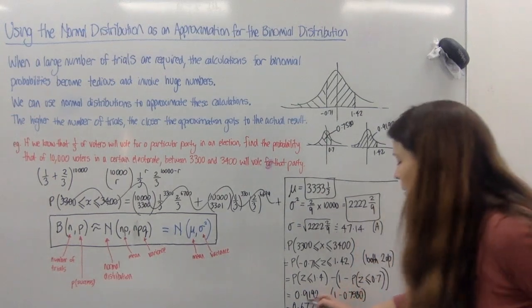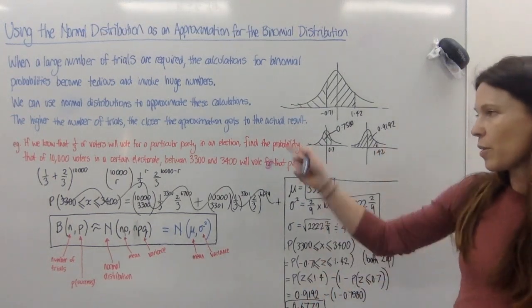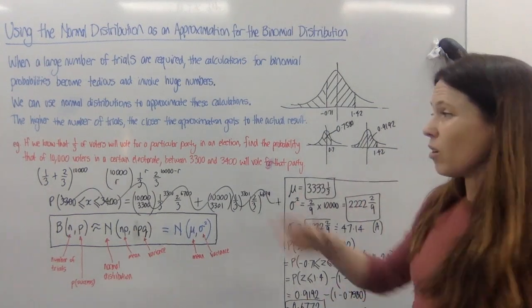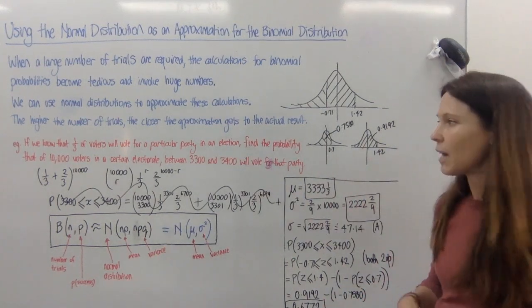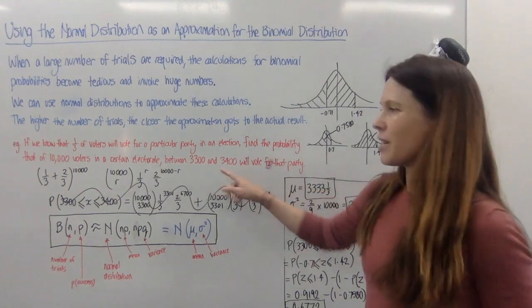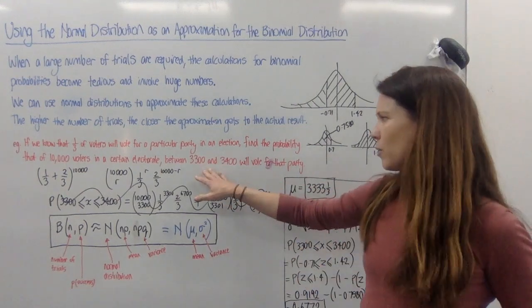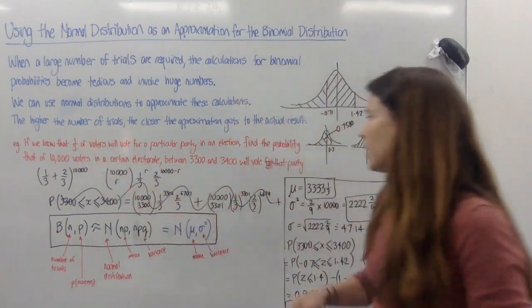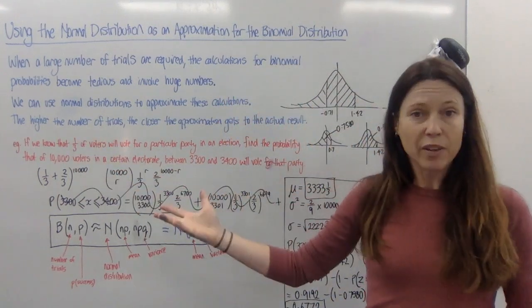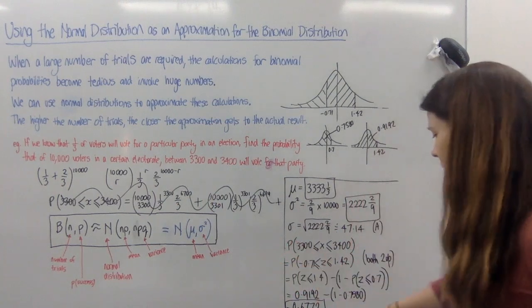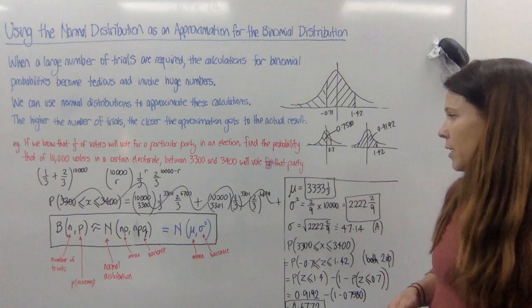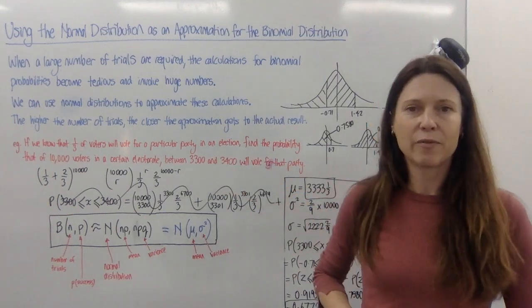So let's just think about what that means. If we know that 1/3 of the voters vote for this particular party, and we poll 10,000 people and ask how they are going to vote, we're expecting about 1/3 of them to vote this particular way, because that's the probability. So getting around about 1/3 of them voting that way seems very likely, right? It's pretty likely. So a 68% chance that that will happen feels about right.